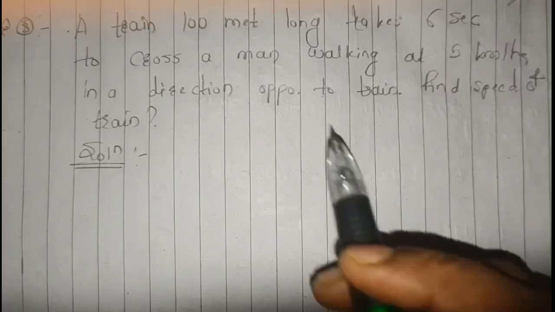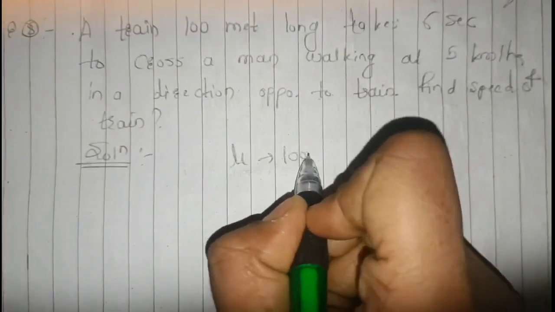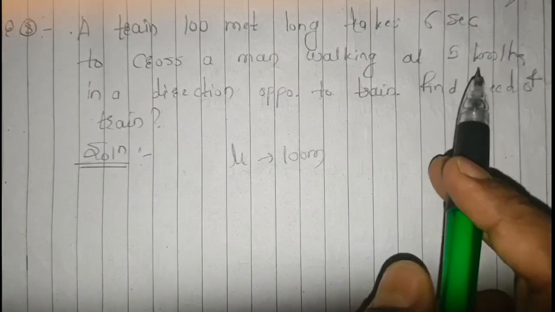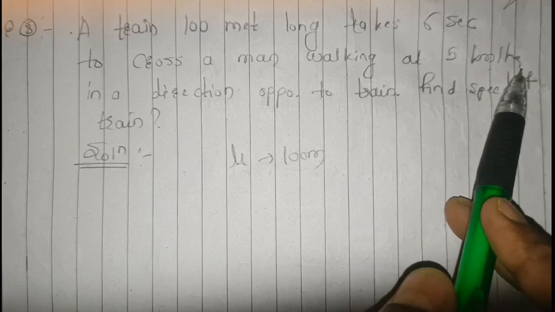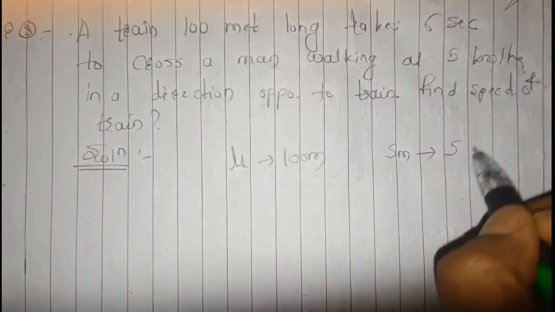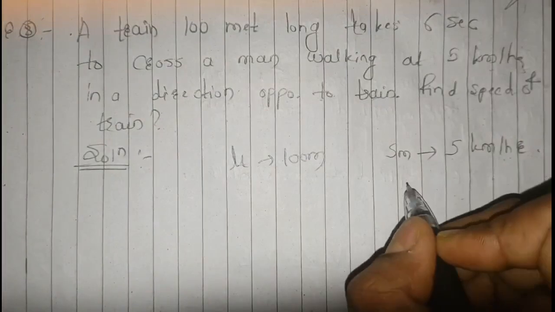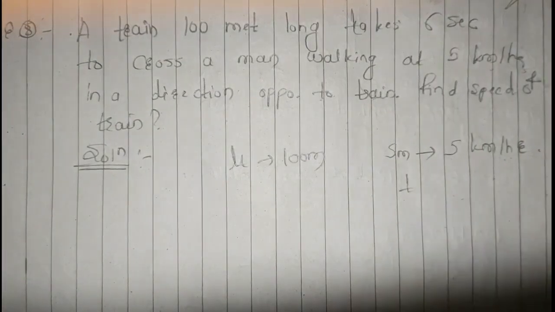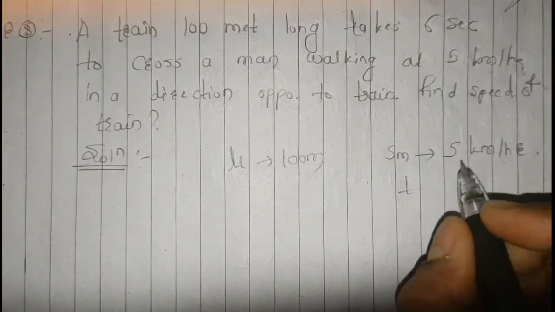A train, the length of the train is 100 meters. It takes 6 seconds to cross a man walking at 5 km per hour. Now this is the speed of the man. So the speed of the man is given as 5 km per hour, and the time taken by the train to cross that man is given as 6 seconds.